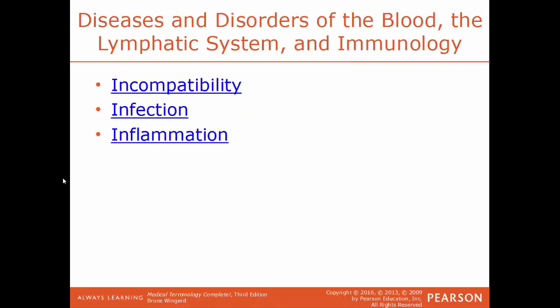See, our next term, incompatibility. This is when things don't match together properly. You'll see this term used when someone wants to donate an organ. If the tissue types don't match correctly, then they are considered to be incompatible. The infection, this is the presence and the invasion of a microorganism, such as a virus or a bacteria.